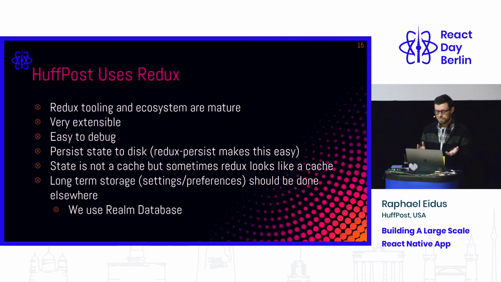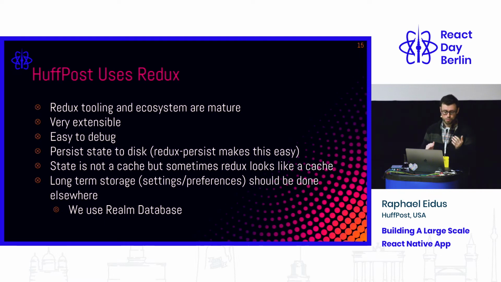Redux state sometimes looks like a cache, but it's not a cache. And this has been sort of a continuous little struggle that we have, where we keep trying to use it as a cache because we haven't found something better for certain types of resources. But it requires some weird patterns to use it in that way.